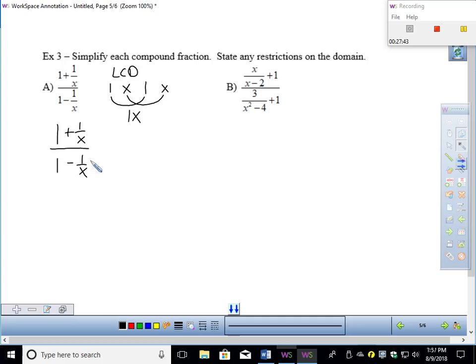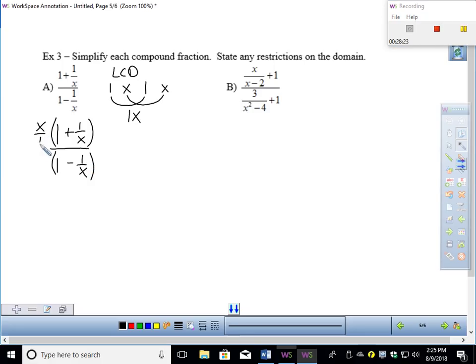Now, here's what I'm going to do. The numerator of this overall fraction, I'm going to throw in parentheses. The denominator of the overall fraction, I'm going to put in parentheses. And what I'm going to do is take the LCD, exactly what it says up above on your paper, and I'm going to distribute it in. Okay, so as I was saying, what I'm going to do is take that LCD and distribute it into the numerator of the fraction, and then distribute it into the denominator of the fraction.